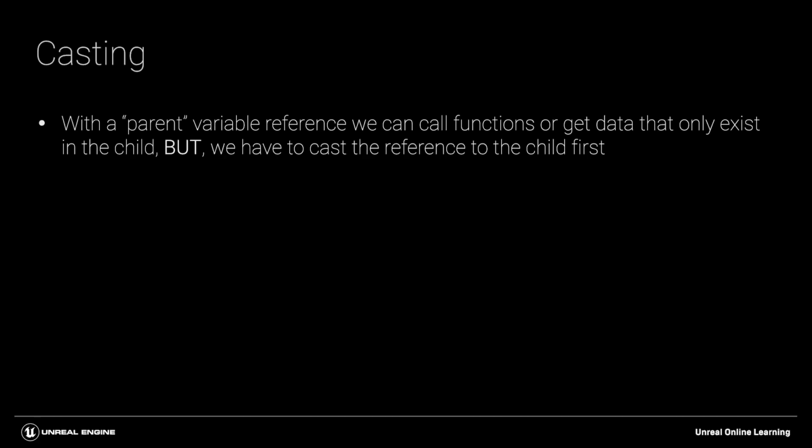With a parent variable reference, we can call functions or get data that only exist in the child. But to do that, we have to cast that reference to the child first. We do this in the block game. There's examples of this, and we'll look at them in just a second.